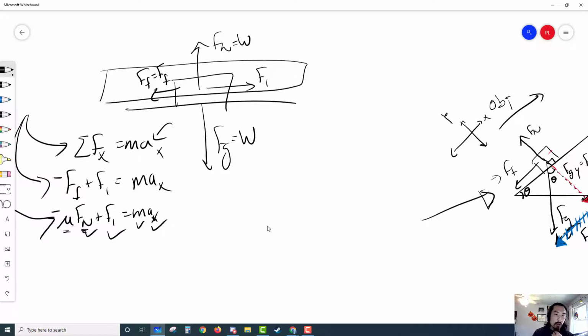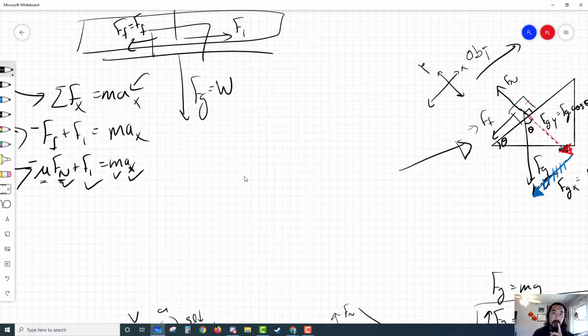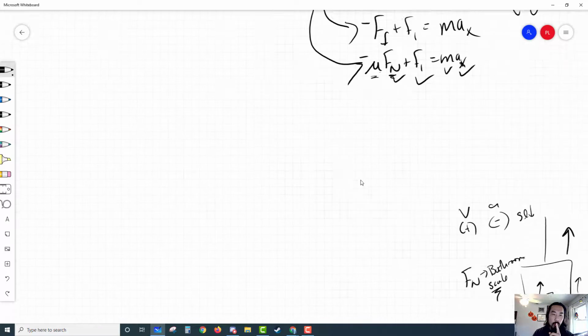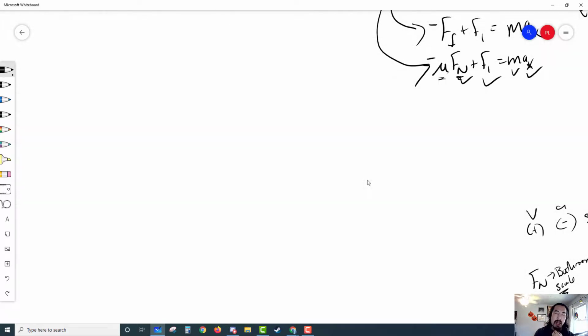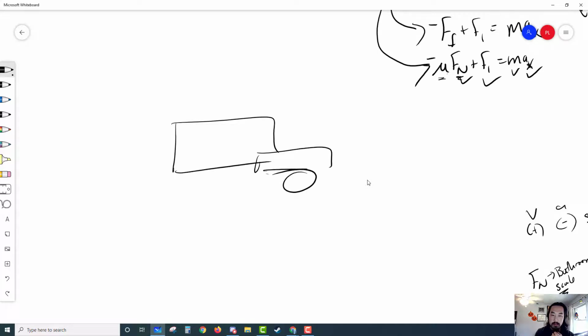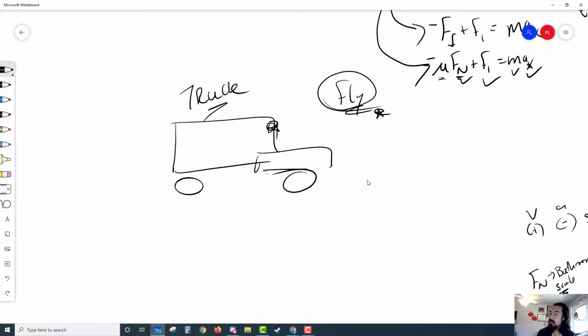We covered a little bit about the third law. Oh, with the third law, I just want to make one last point. A classic problem is we have a truck. This is my truck, right? And we have a fly. Right, so when the truck and the fly crash into each other, the question is, which object experiences the most force, right? Is it the truck that experiences the most force, or is it the fly that experiences the most force? And a lot of students want to answer the fly because the fly gets squashed.